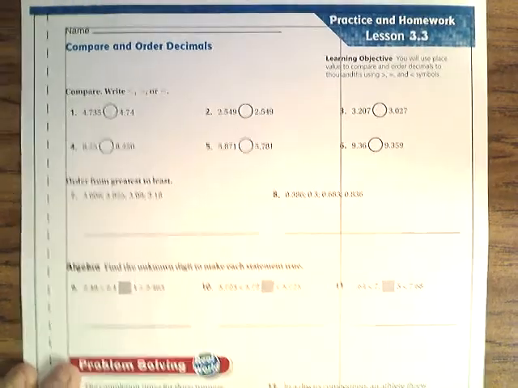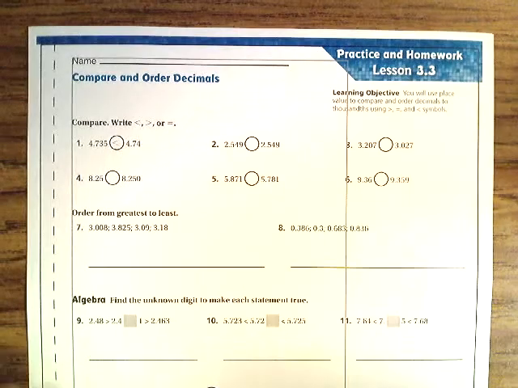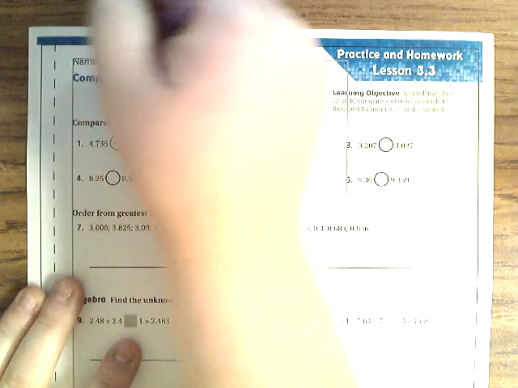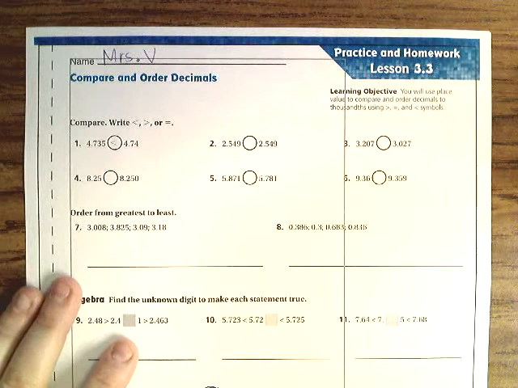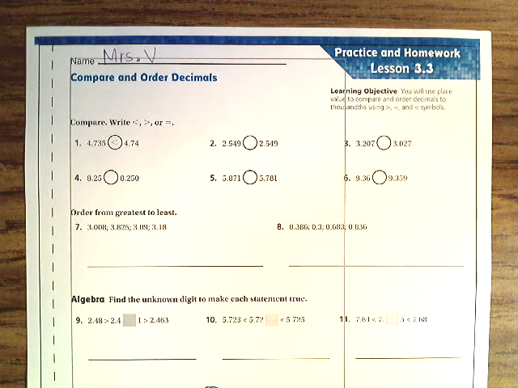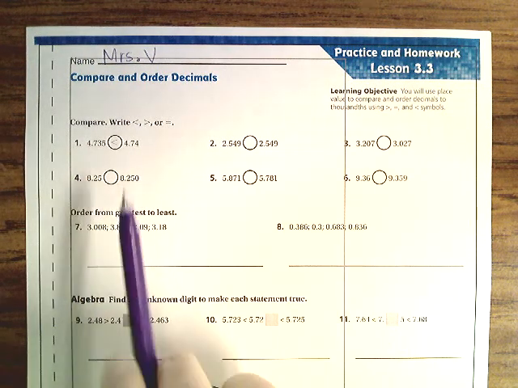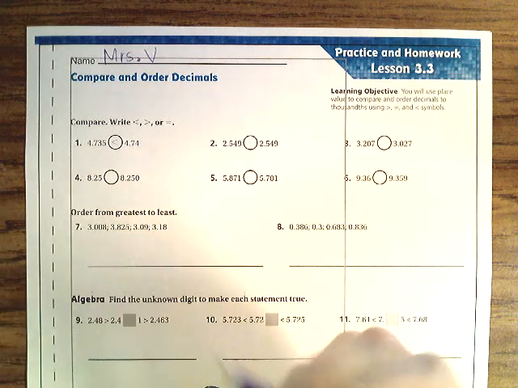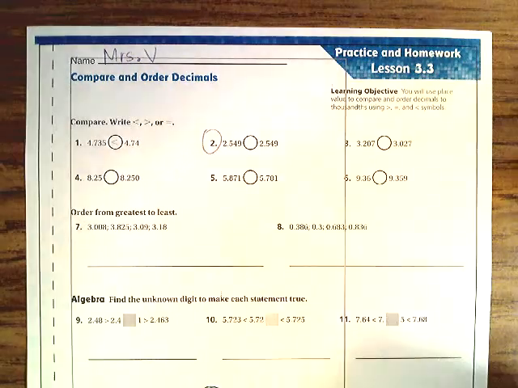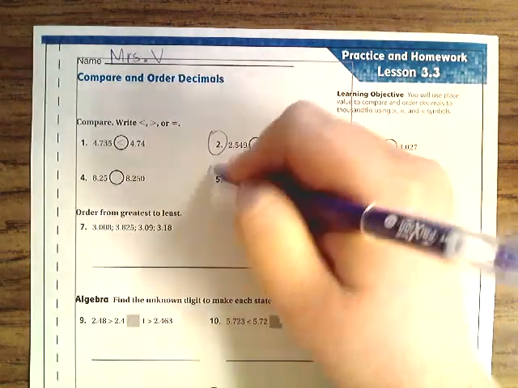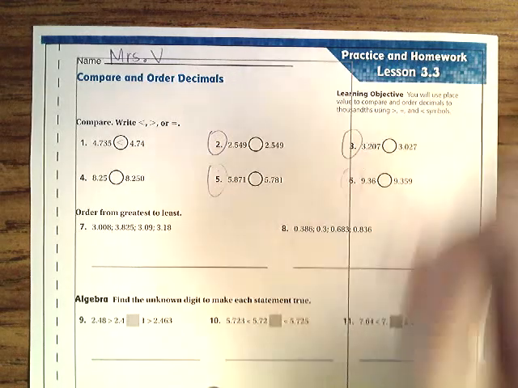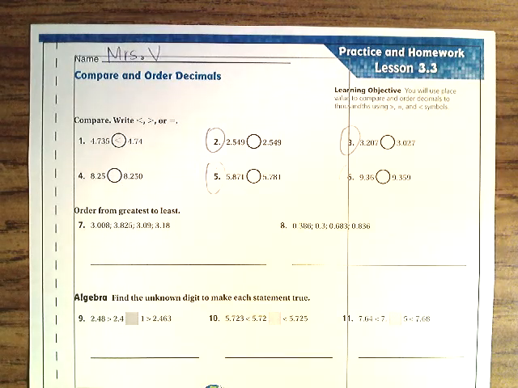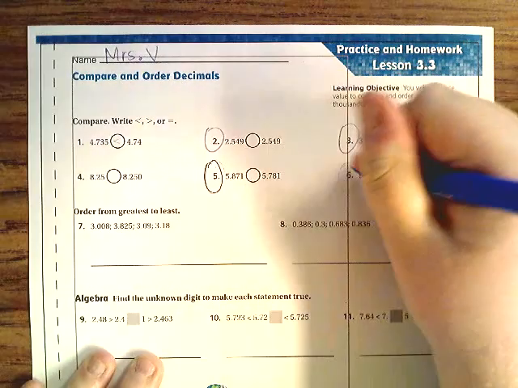All right, we're going to go to our practice and homework page, which is on page 167. Put your name at the top. And you are going to circle the problems that you are going to be working on today. For 1 through 6, you are comparing using the less than, greater than, or equal symbol. So I want you to do number 2, 3, 5, and 6. Oh, my pen's running out of ink. Hold on, guys. 2, 3, 5, and 6.